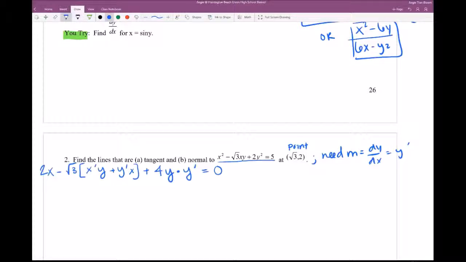Remember, you have to take the derivative to both sides. So from here, I will try to see if I can combine or distribute anything, okay? X prime is 1. So now it's negative rad 3 times 1 times y plus y prime. I'm going to change that to dy dx, okay, and put x in the front.